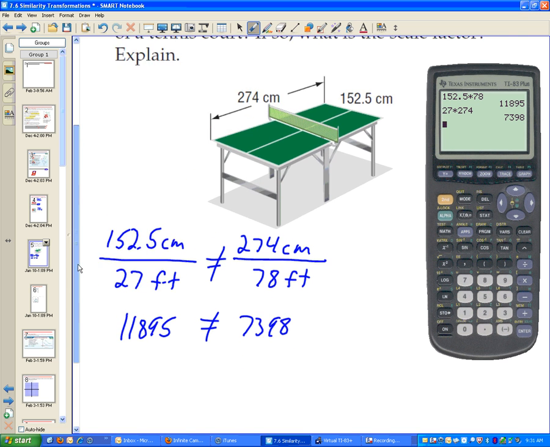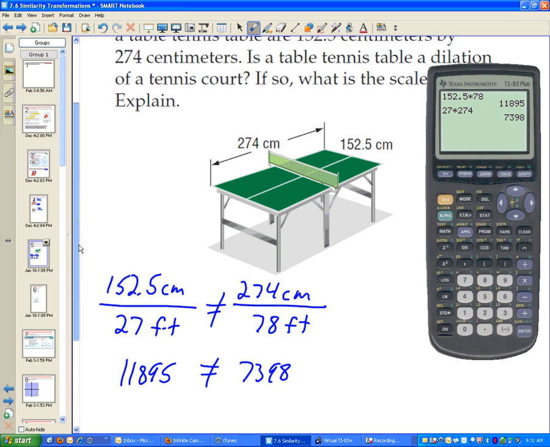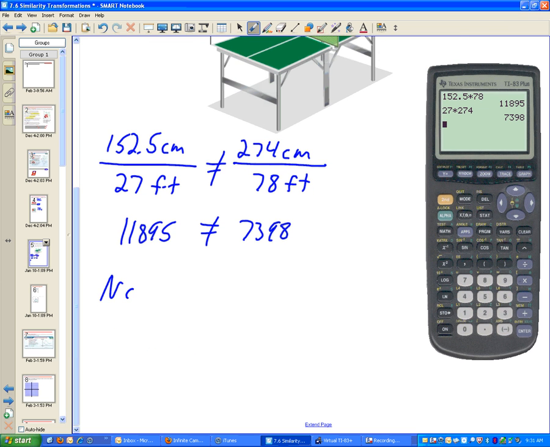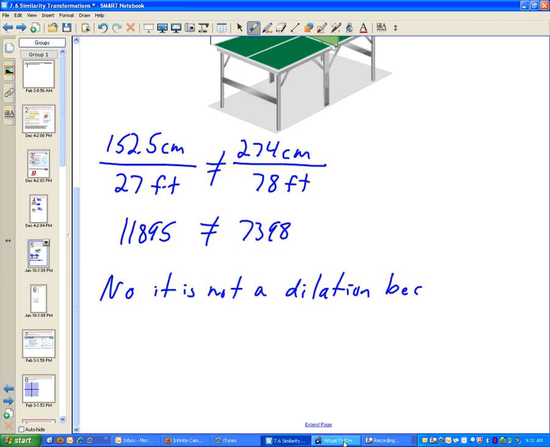Now, how do I want to answer this? Is a table tennis table a dilation of a tennis court? No, it is not a dilation because corresponding sides are not proportional.